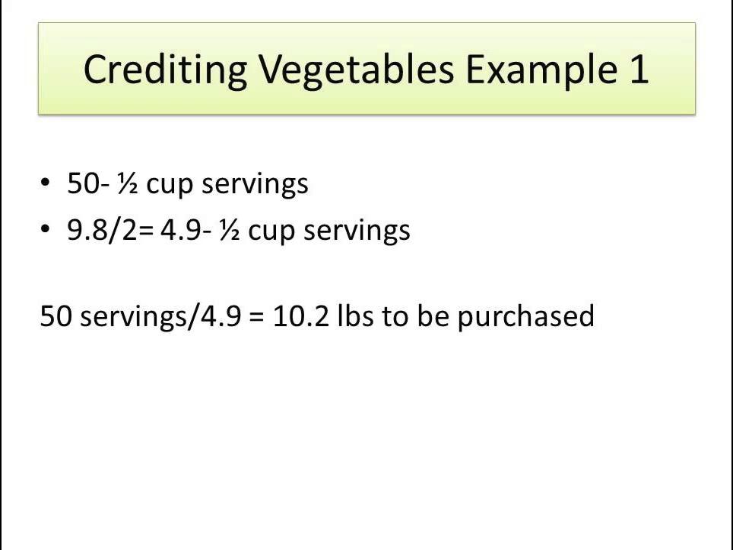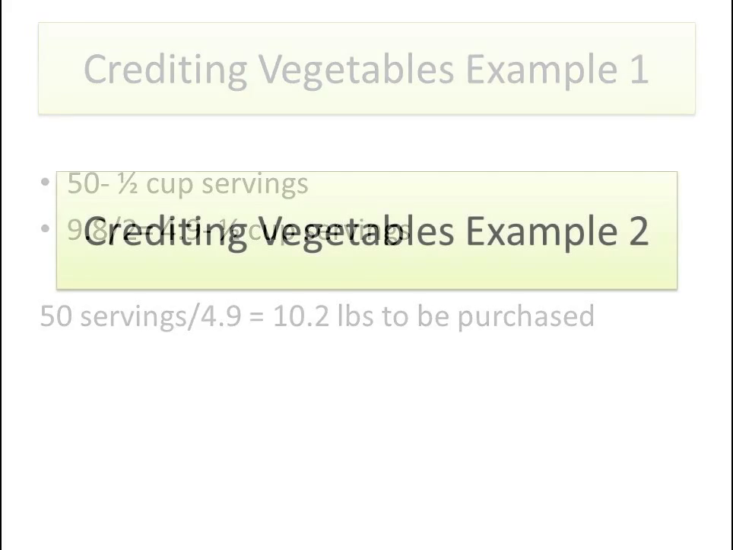What if we wanted 1/2 cup servings instead of 1/4 cup servings for our salad bar? We know from the previous example that every pound of raw broccoli gives us 9.8 1/4 cup servings. In order to get 1/2 cup servings, we would divide 9.8 by 2, which would give us 4.9 1/2 cup servings per pound. We would take the 50 servings and divide it by 4.9 instead of 9.8. So we would need to purchase 10.2 pounds of raw untrimmed broccoli to give us 50 1/2 cup ready-to-eat servings.